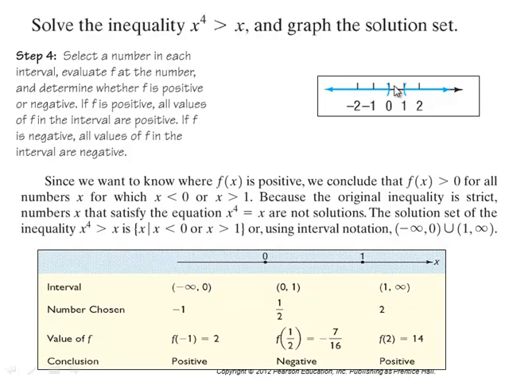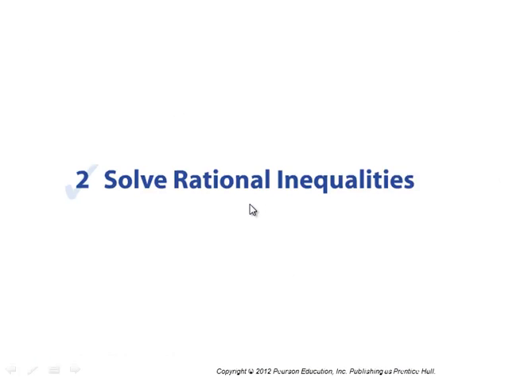So you could graph your solution on a real number line, or you can just write your set builder notation, or just use your interval notation from negative infinity to 0, unioned with 1 to infinity, just like you see there, or just like you see here. All right, moving along here.